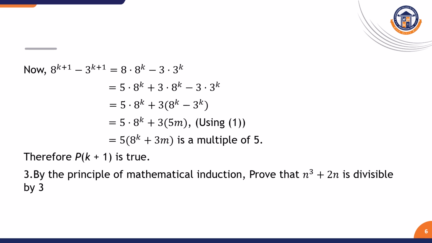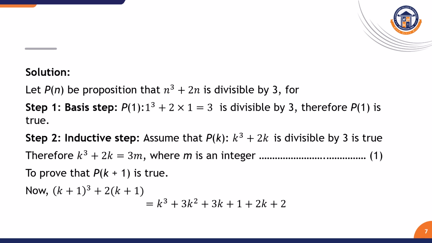So hence the proof. Then the third problem is, by the principle of mathematical induction, prove that n cube plus 2n is divisible by 3. So here also we consider the given statement. It means n cube plus 2n is divisible by 3 is P of n. In the basis step, as usual, we take P of 1 and prove that P of 1 is true. So here 1 cube plus 2 into 1, it means 3. Definitely this 3 is divisible by 3. Therefore P of 1 is true.